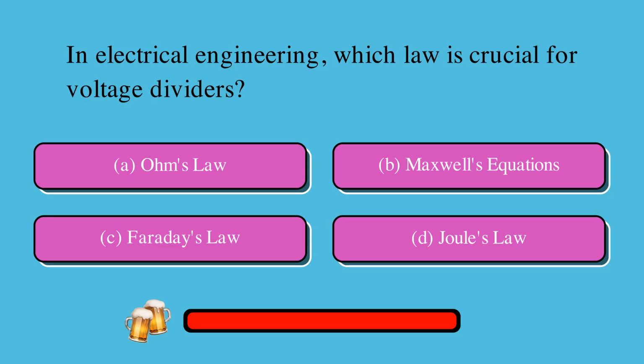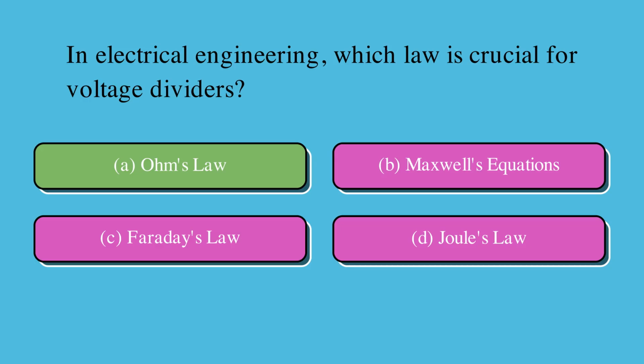In electrical engineering, which law is crucial for voltage dividers? Is it A, Ohm's law, B, Maxwell's equation, C, Faraday's law, or D, Joule's law? The correct answer is A, Ohm's law.